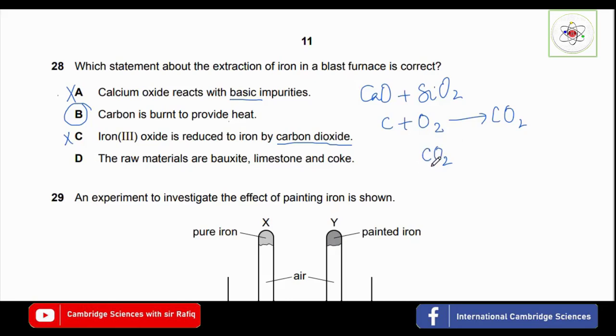The raw materials are bauxite, limestone, and coke. Limestone and coke are correct, but the raw material is not bauxite, it is hematite. Right, so this is also an incorrect option. So our correct option is B.